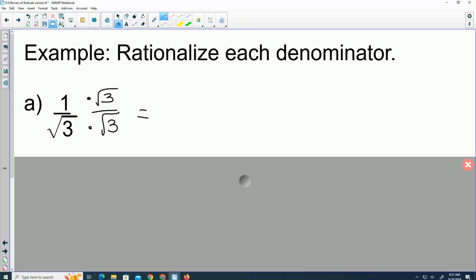When I multiply the top, 1 times the square root of 3 is just the square root of 3. When I multiply the bottom, I have the square root of 3 times 3, which is 9. But what is the square root of 9? Okay, check me. Grab a calculator. Type in 1 divided by the square root of 3. Then type in the square root of 3 over 3.